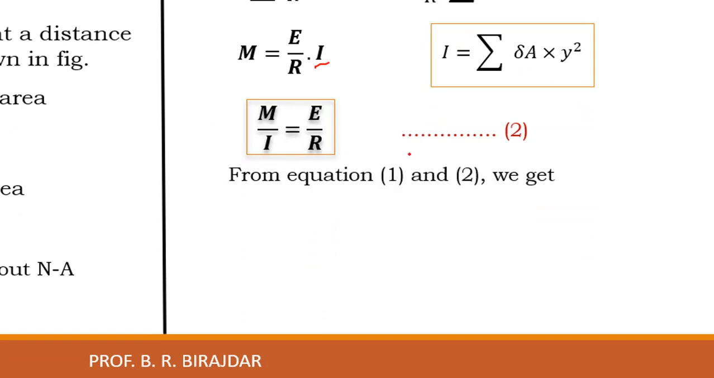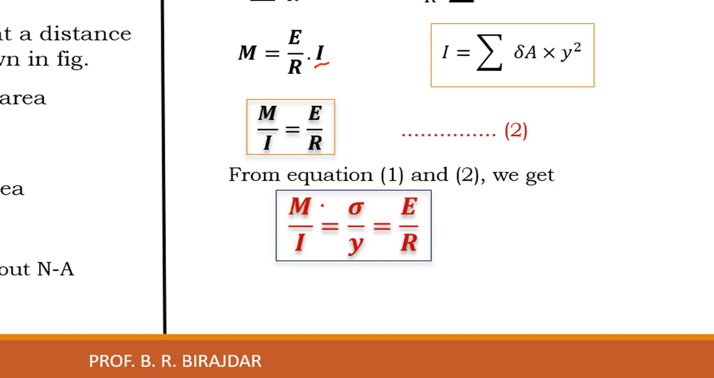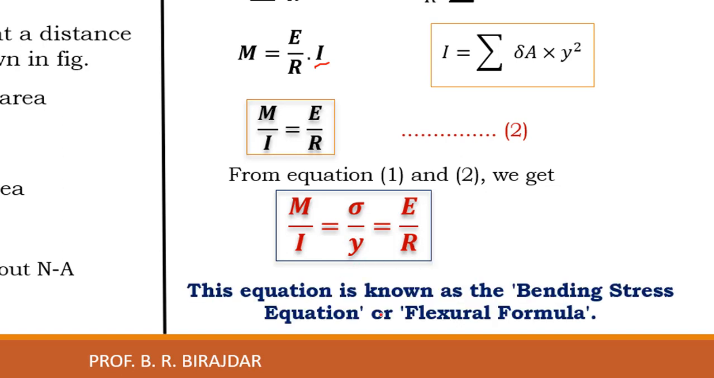Now if you see equation 1 and equation 2, the right hand side E upon R is constant. So we will equate equation 1 and equation 2, and we will get M upon I is equal to sigma upon y is equal to E upon R. This equation is known as the bending stress equation, or we can also call it the flexural equation, where M is bending moment, I is moment of inertia, sigma is the stress, y is the distance from the neutral axis to the outermost layer, E is the Young's modulus, and R is the radius of curvature.